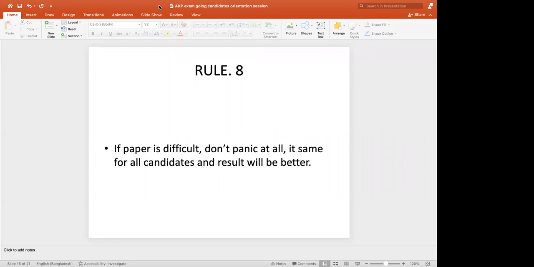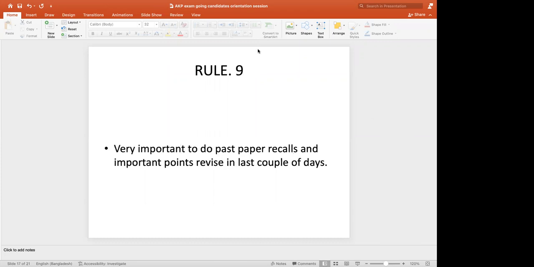Why? The time when the question paper was very difficult, the pass mark was very low. And the time when the question paper is very easy, the pass mark was higher. Clear? Just give your paper. Try your best.